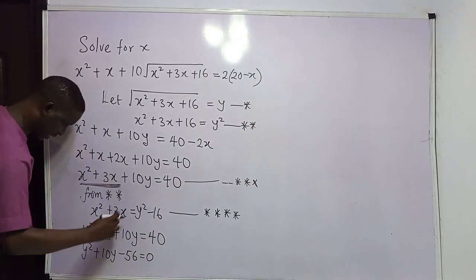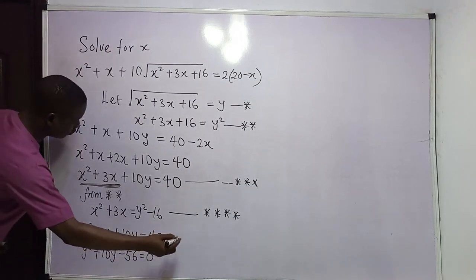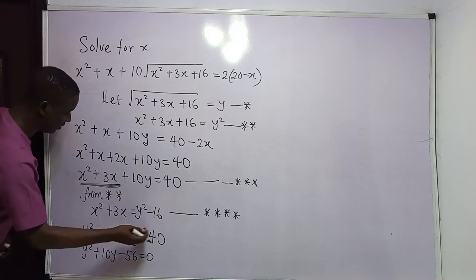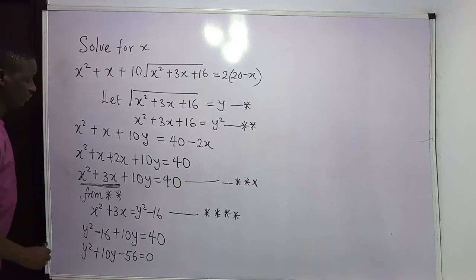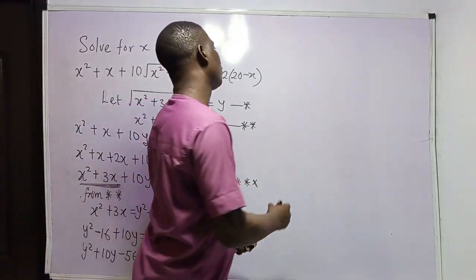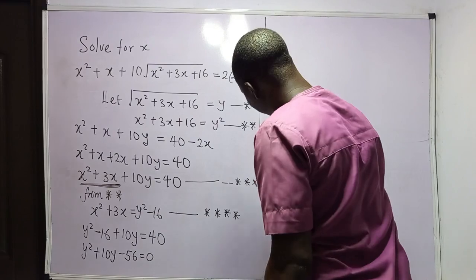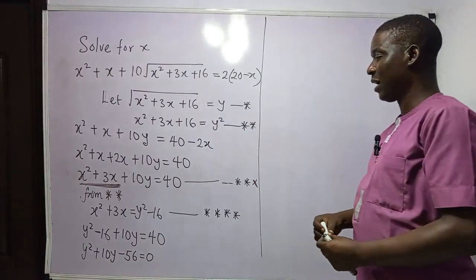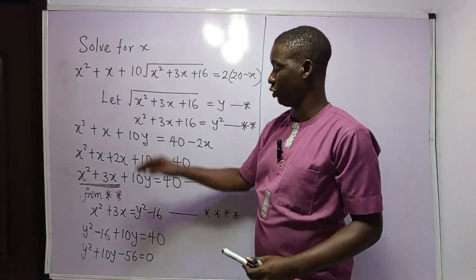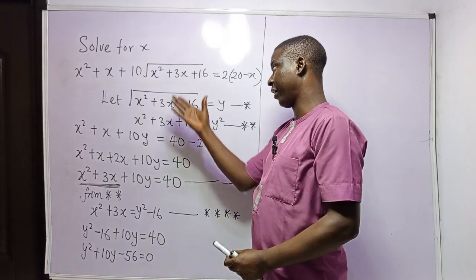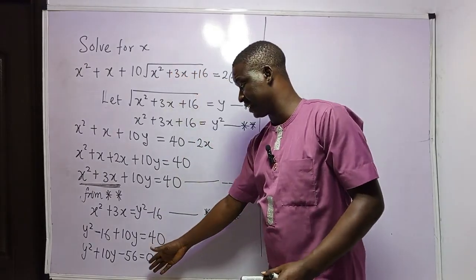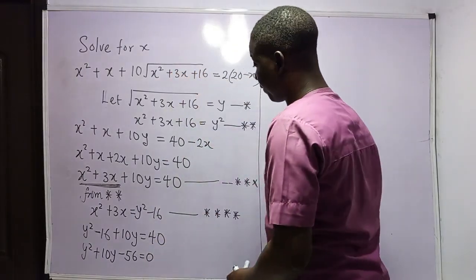Take this one to the other side, or subtract 40 on both sides, and you are going to have this. Now it has turned to a quadratic equation. Wonderful. That's nice. We have reduced the complex equation to a simpler form of quadratic equation. Because solving this one might be difficult, but in this case now, it becomes easy.